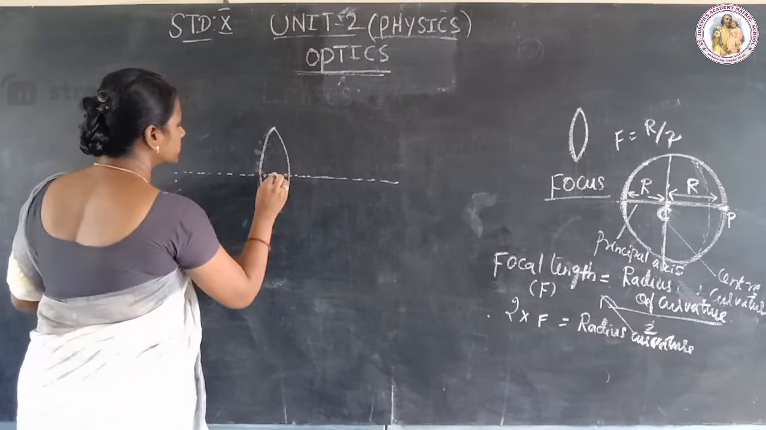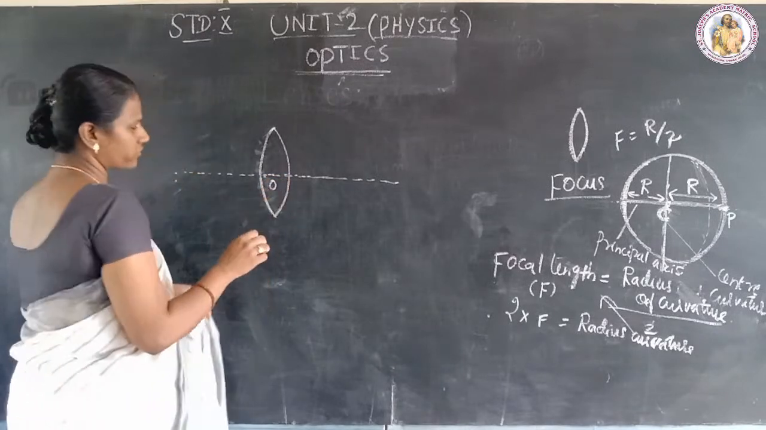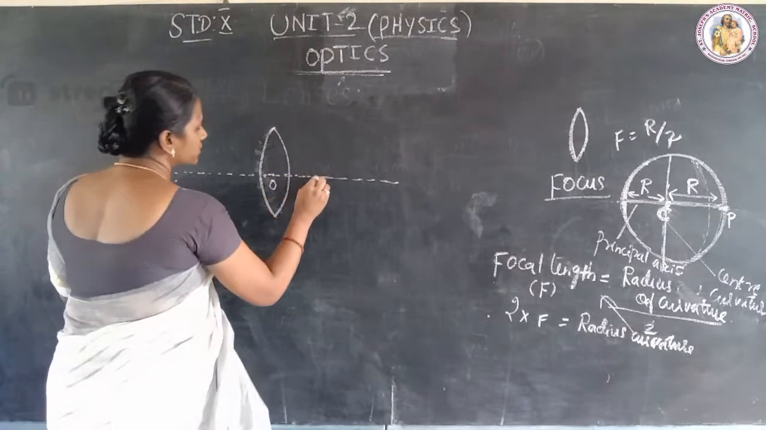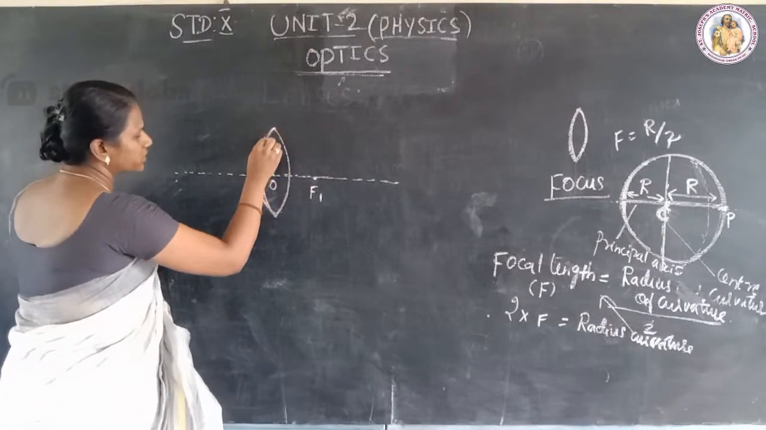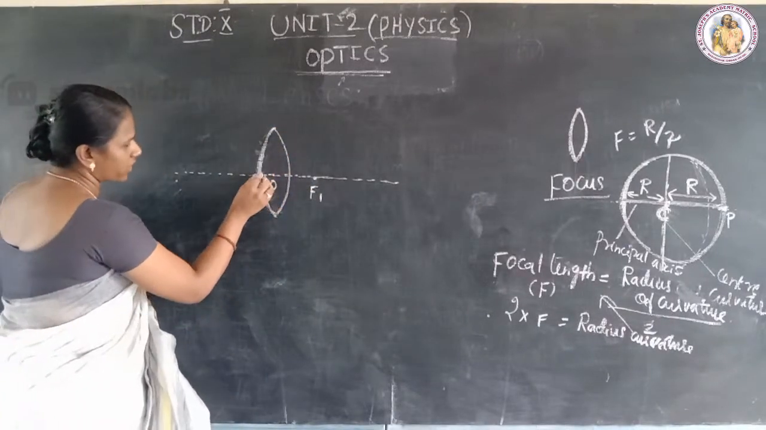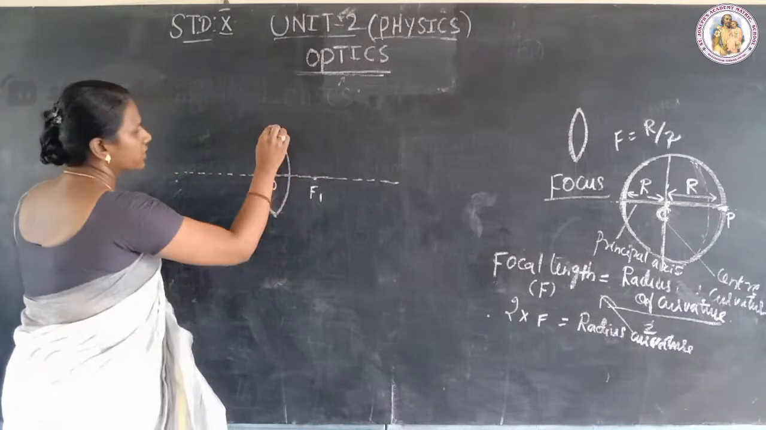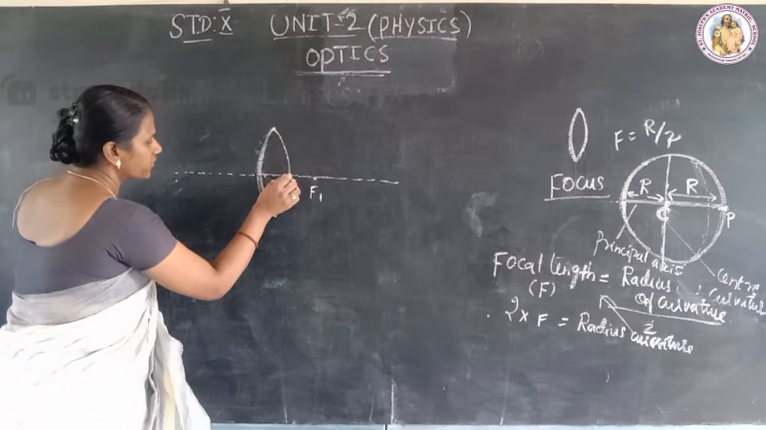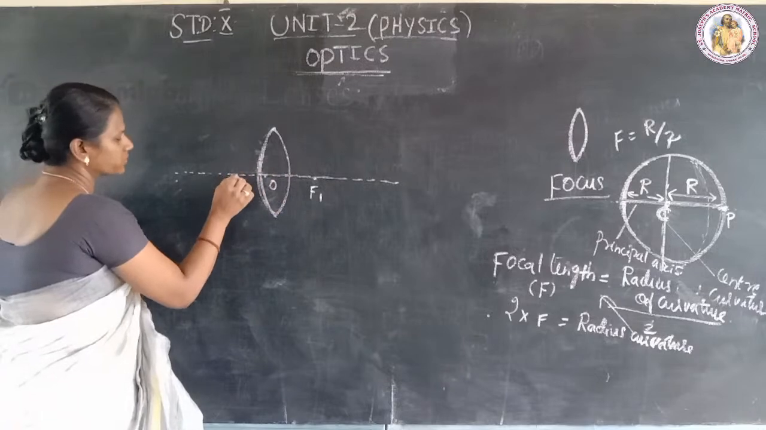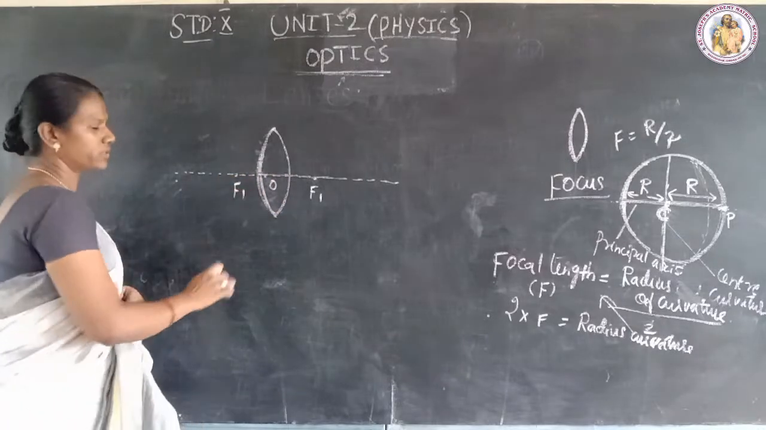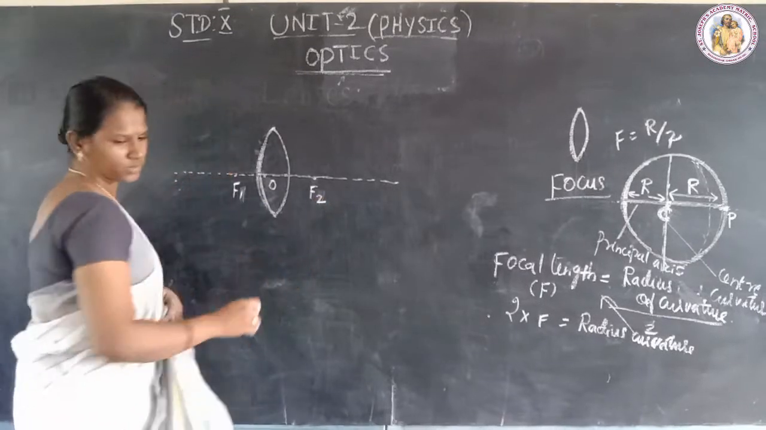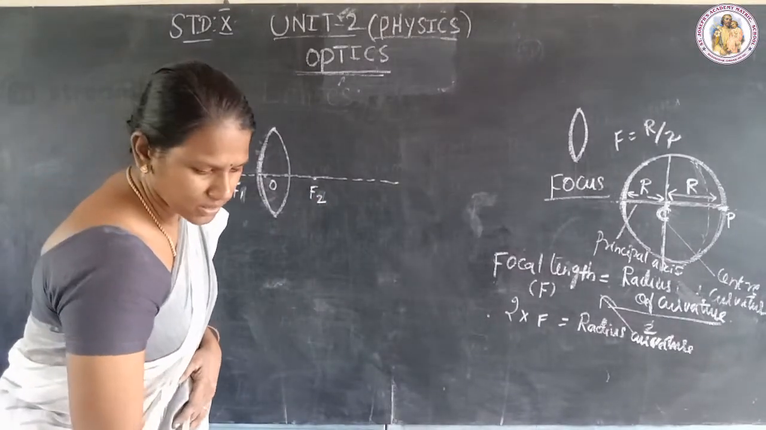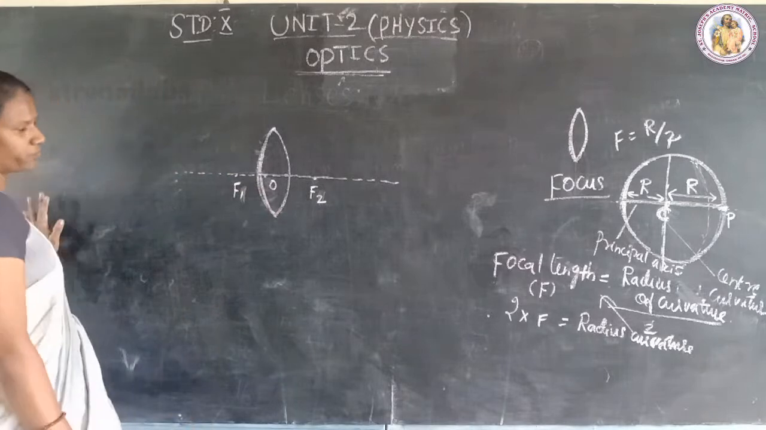The principal axis. This is O, the optical center of the lens. This is the F1 of this lens. In the curved surface, this one is the focus point. So this is F1 and this we will take as F2. Clear? F1 and F2.